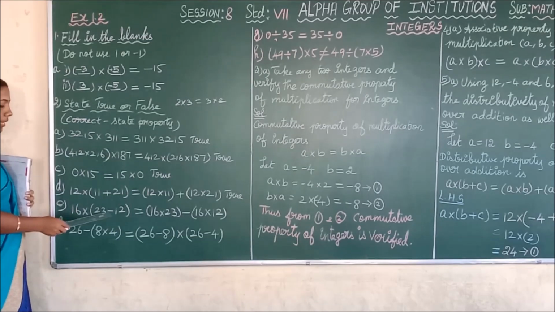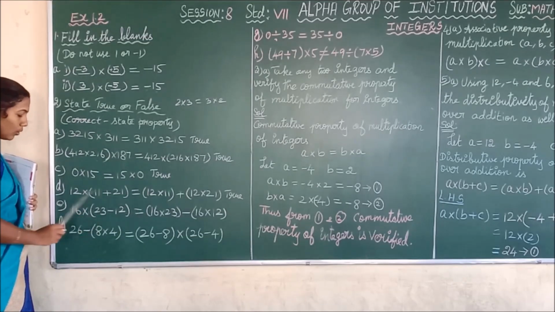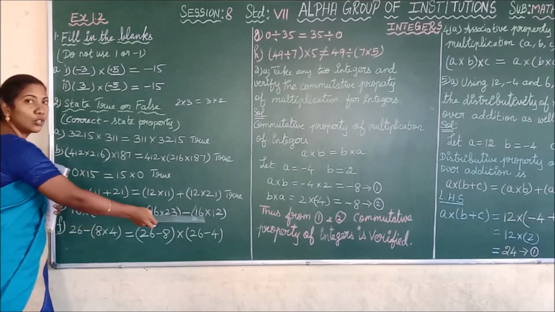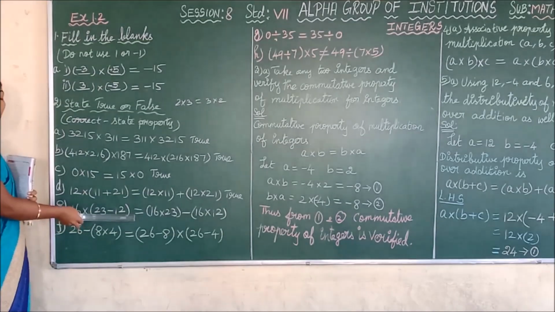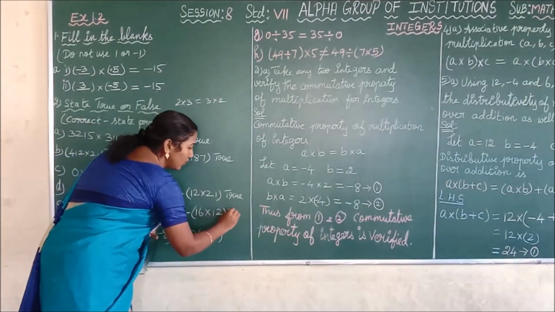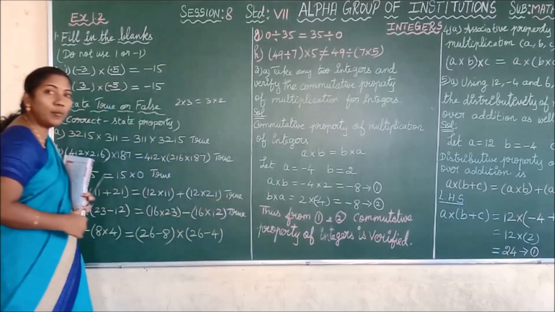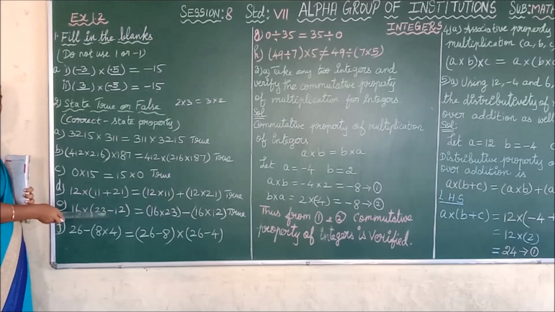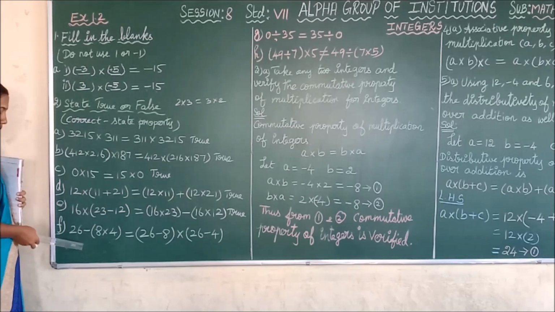16 into (23 minus 12) is equal to 16 into 23 minus 16 into 12. Whether this statement is true or false, children? Yes, this is true. What is the property used here? The same distributive property of multiplication over subtraction. The earlier one was addition, this is subtraction. It's clear, children? See the next one.